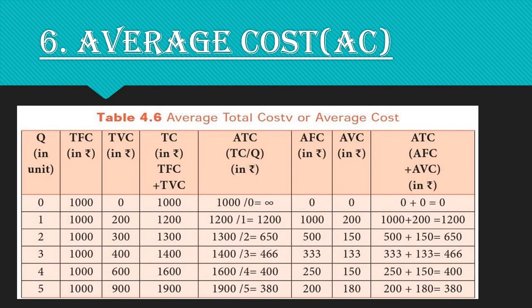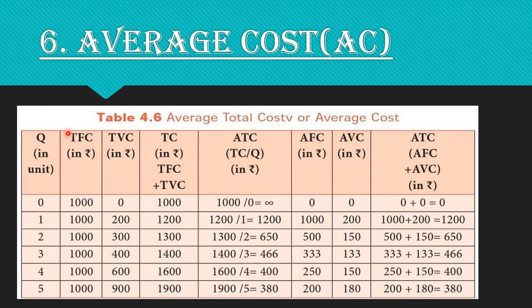So this is a very important term, that is average cost. How do you calculate total cost? By adding up the total fixed cost and total variable cost. In the same way, average cost is the average total cost. You can add up average fixed cost plus average variable cost, or another thing you can do, that is total cost divided by quantity.